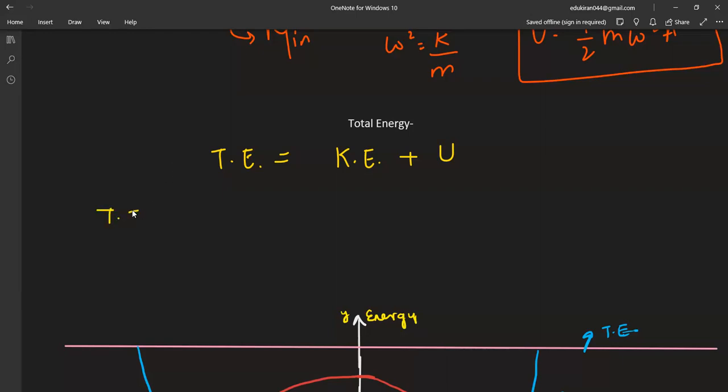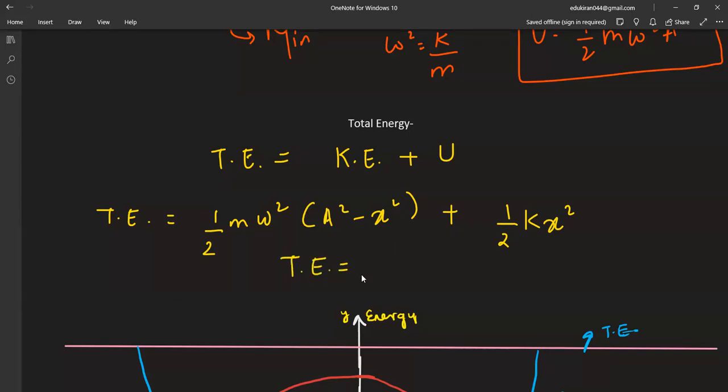Now, total energy: kinetic energy will be half m omega square into a square minus x square, plus potential energy, which will be half k x square. See, if I open up this bracket, since m omega square is k, it is half k a square minus half k x square plus half k x square. So I'll be left with just half k a square itself. That is the total energy.